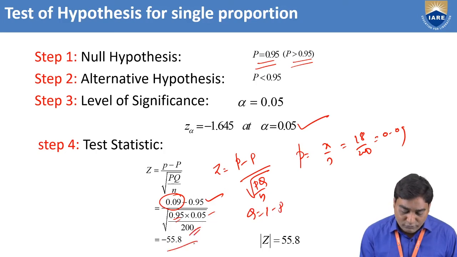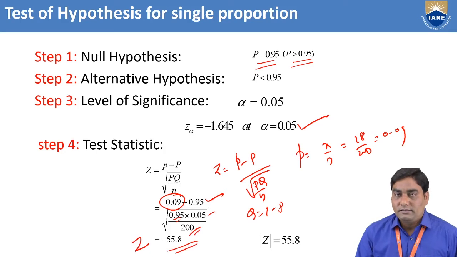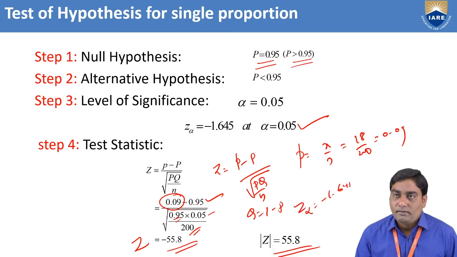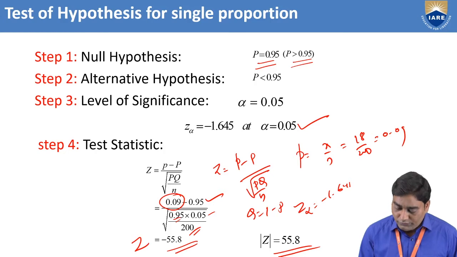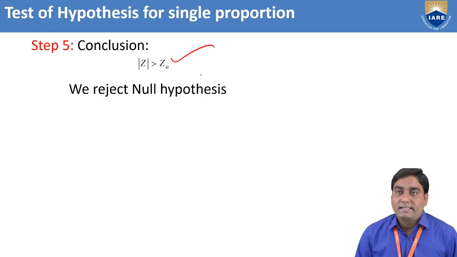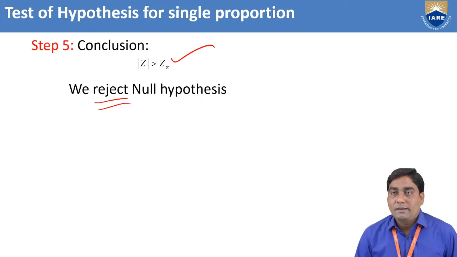If we simplify, we get Z equal to minus 55.8, and mod Z equal to 55.8, and Z alpha in step 3 is minus 1.645. Now if you compare these two values, mod Z and Z alpha, in the conclusion mod Z is greater than Z alpha. That means we are going to reject the null hypothesis.